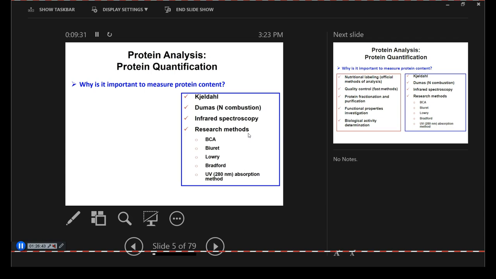So there are several methods to measure the quantity of protein. But why do we care? Yeah. Nutrition. Nutritional labeling, okay. Determining nutrition and putting that on the label. What else? Why do we care to measure, Kate? It impacts flavor. Impacts flavor, texture, and color, definitely. Okay, what else?